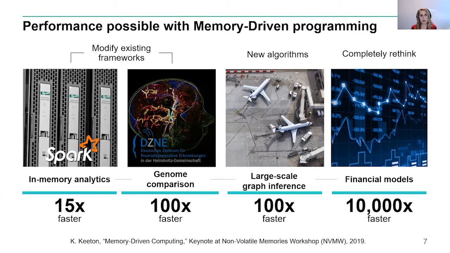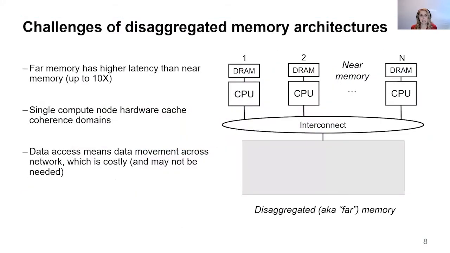So, the great promise, but there are also some challenges that remain. In particular, with disaggregated memory, even though the interconnects are quite fast, it's still about an order of magnitude slower to access data that's stored in far memory than it is to access data that's in near memory, hence the name far versus near. So this is a challenge that we need to overcome.